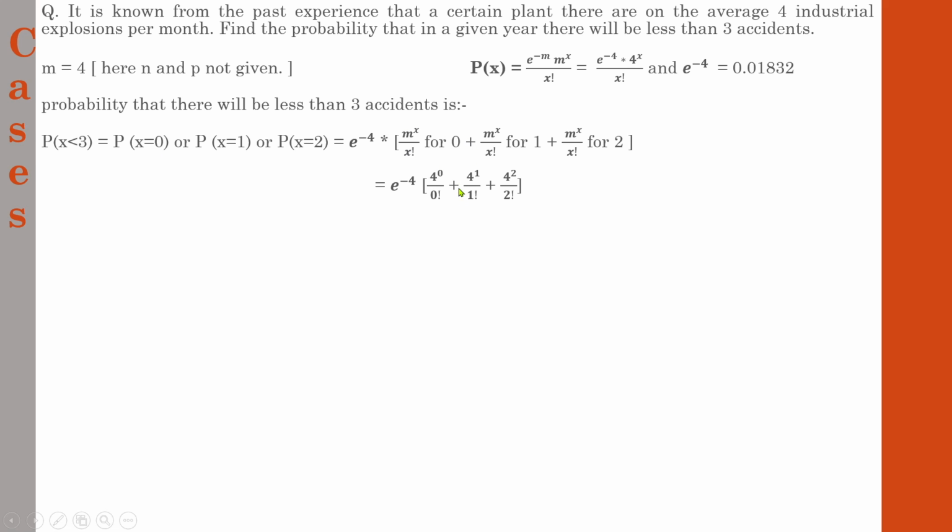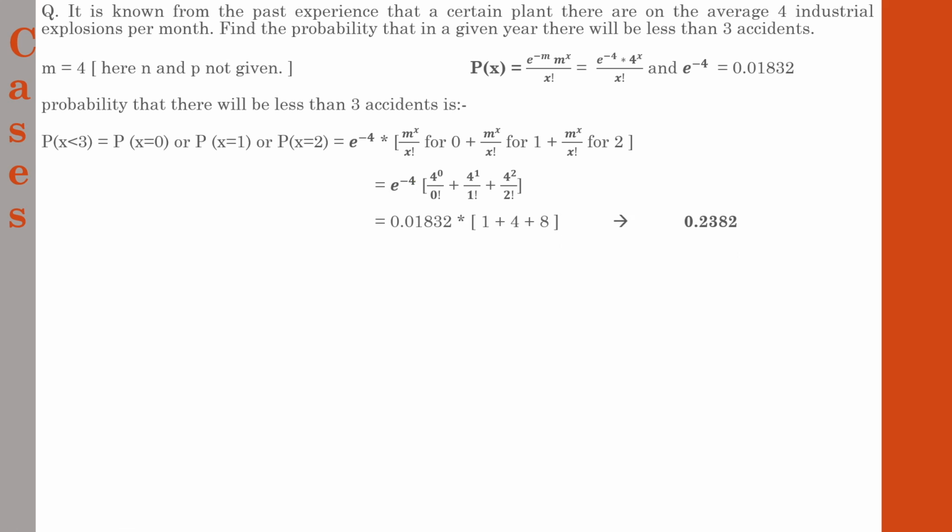Plus, that plus is written here. m raised to x, m means 4, 4 raised to x. Here we are finding this one for 1. So x is 1 divided by 1 factorial. The second part is over. Plus m raised to x divided by x factorial: 4 raised to 2 divided by 2 factorial. So we have found individually this part for 0, 1 and 2 within a common bracket, and outside we have brought e raised to minus 4 as a common factor.